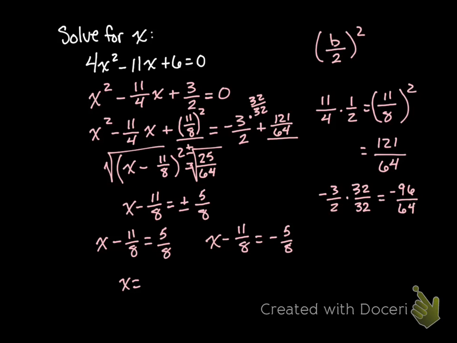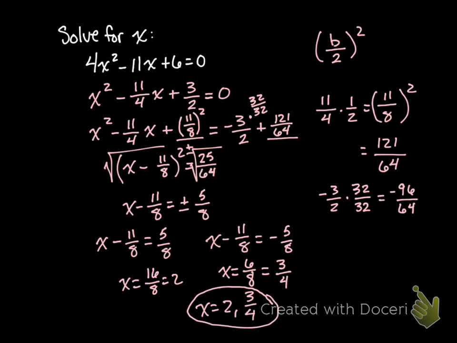We add 11/8. 5 plus 11 is 16 over 8 is 2. Negative 5 plus 11 is 6 over 8, which reduces to 3/4. And those are our two answers: x equals 2 and x equals 3/4. So this may happen sometimes where you get a fraction as an answer, but you see how it doesn't really muddy up our process too much. It's still the same process.